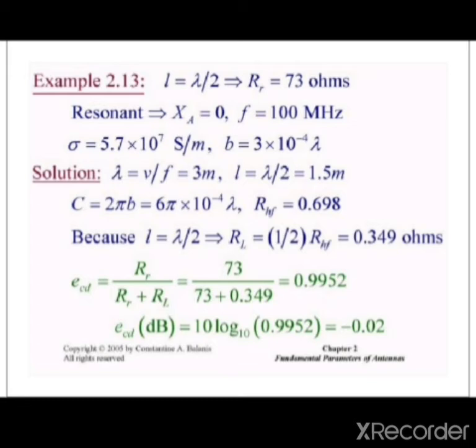Okay, so this is the solution of the problem.